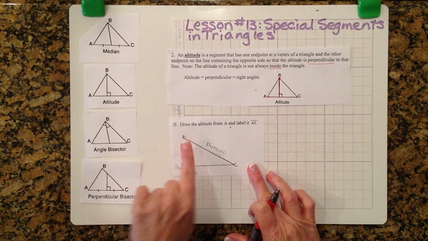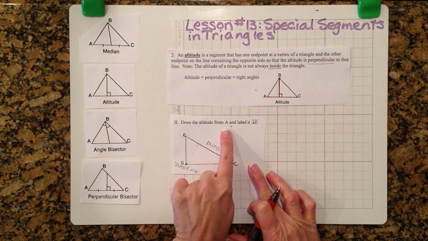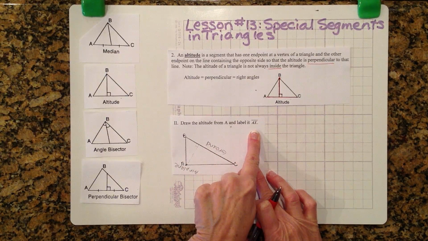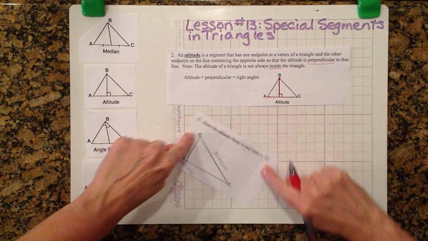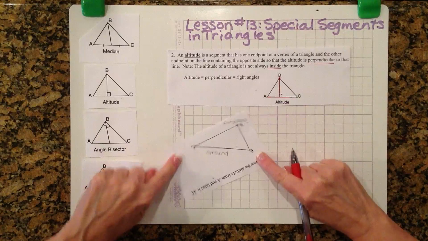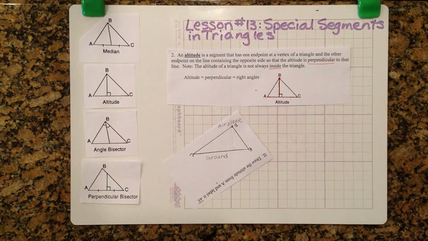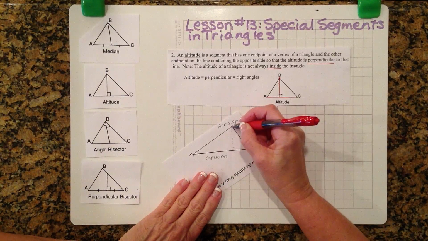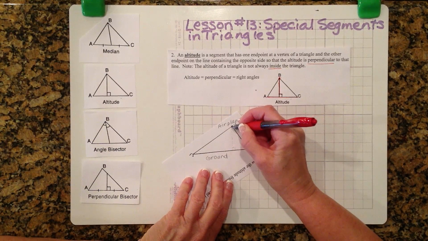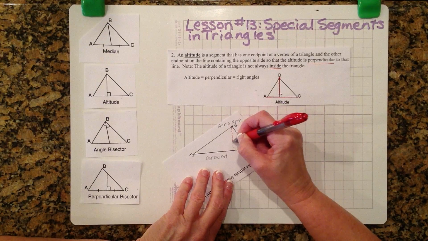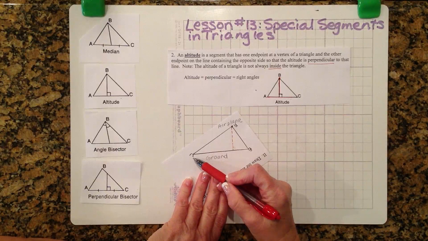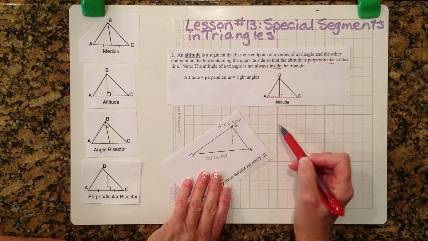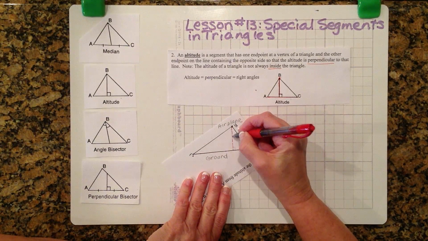All right, let's look at an example. Right here, we want to draw the altitude from A and label it AX. Okay, again, I'm going right here at A. I'm going to turn my paper around to give me a better visual. When I think of altitude, I think of an airplane flying up in the sky. And when they measure the altitude, what do they do? They drop straight down. When you measure the altitude, you're not going to go sideways. Wherever you are, you drop straight down.